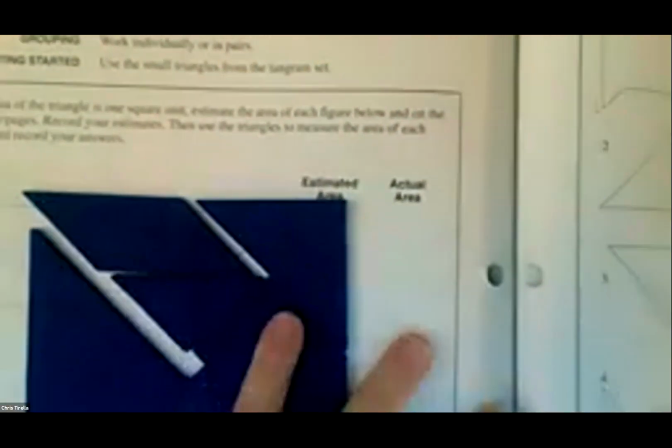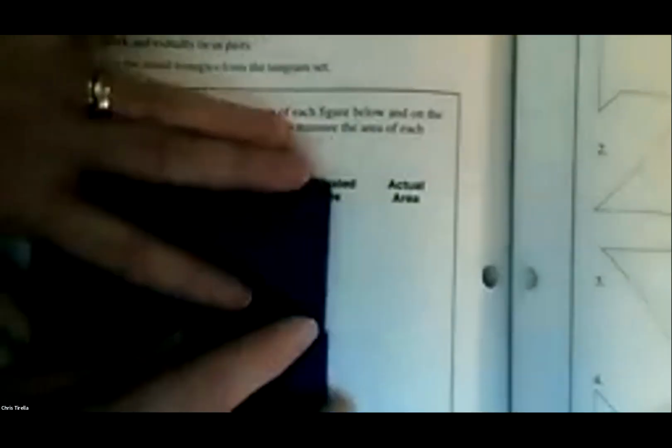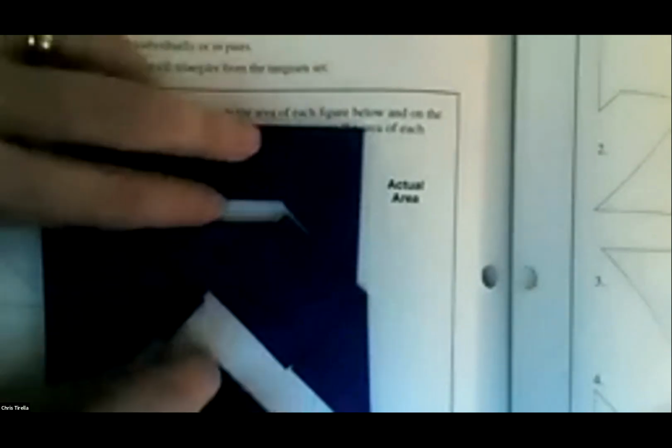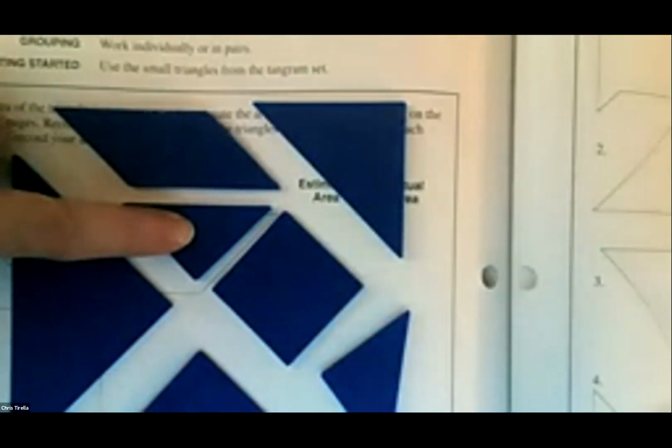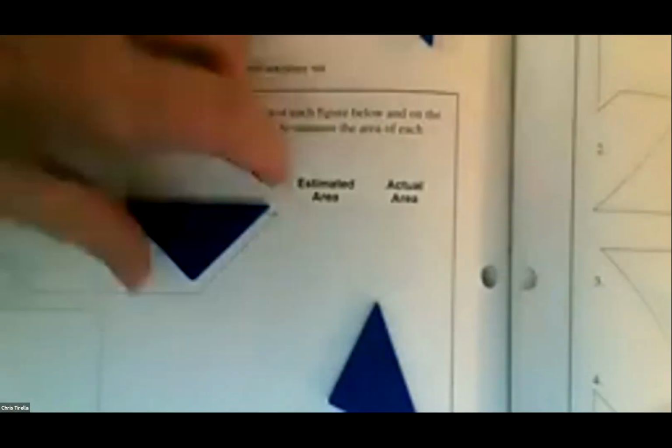I can show you my set of tangrams. You've all seen the square that breaks apart into little pieces. When we look at tangrams, we're going to say that this smallest triangle is our basic unit. And we're going to use it to measure area.